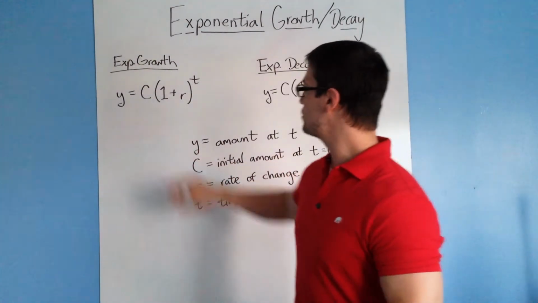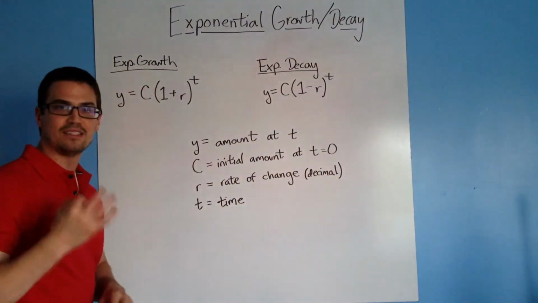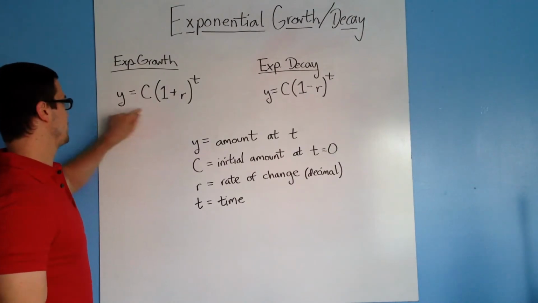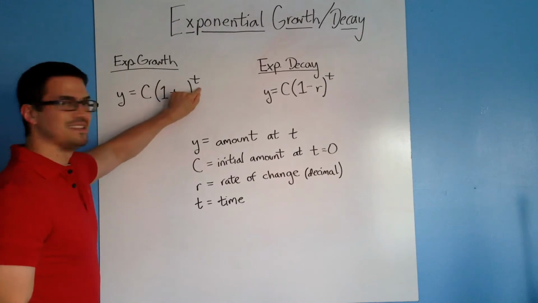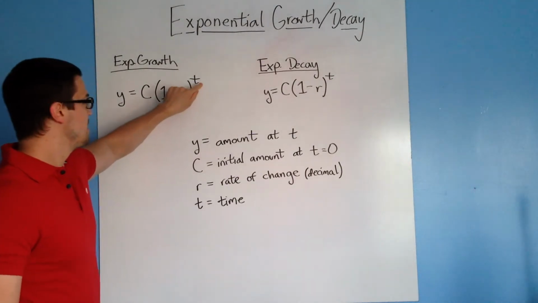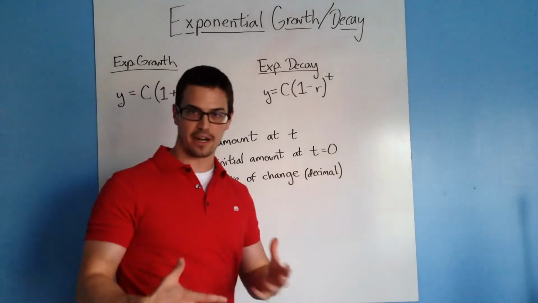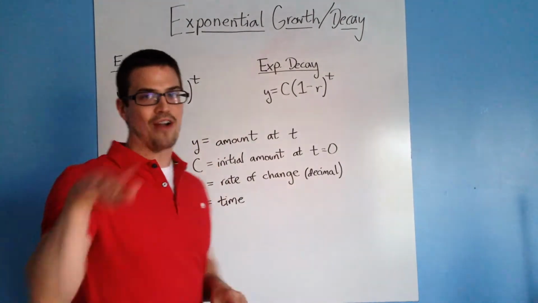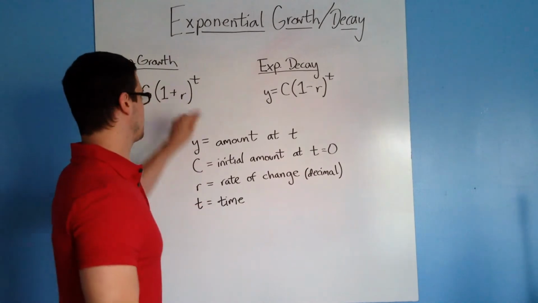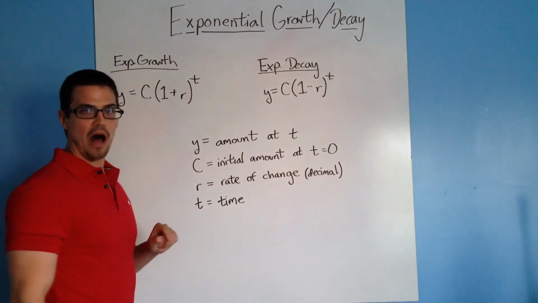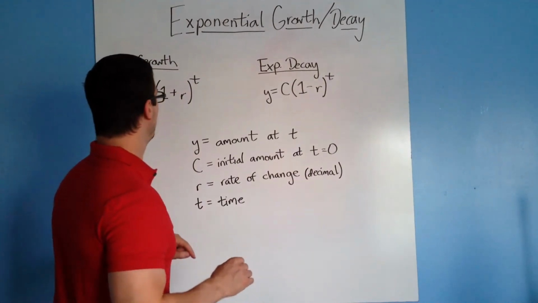Okay, so exponential growth is going to have a standard equation that looks something like this. Y is equal to C times the quantity 1 plus R to the T power. Okay, the t is going to actually be our independent variable. So you can think of t, it's going to be on our x-axis. The y is obviously going to be on the y-axis. So that's going to be our x, this is going to be our y. Okay, so you might want to write that down.